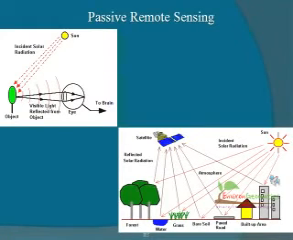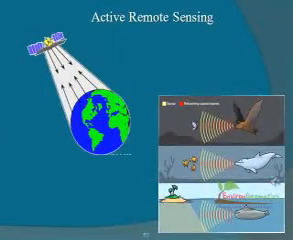For all reflected energy, this can only take place during the time when the Sun is illuminating the Earth. Active sensors, on the other hand, provide their own energy source for illumination. The sensor emits radiation which is directed toward the target to be investigated. The radiation reflected from that target is detected and measured by the sensor.